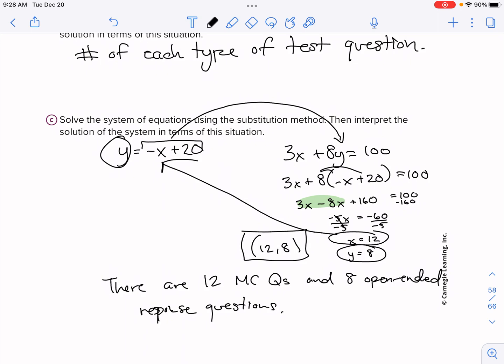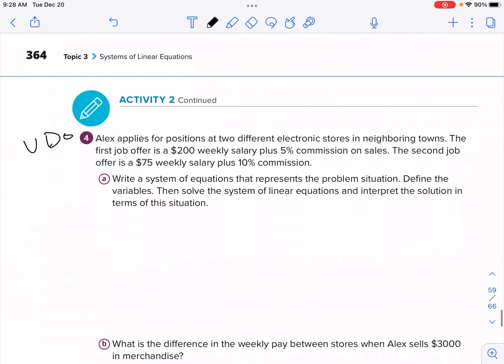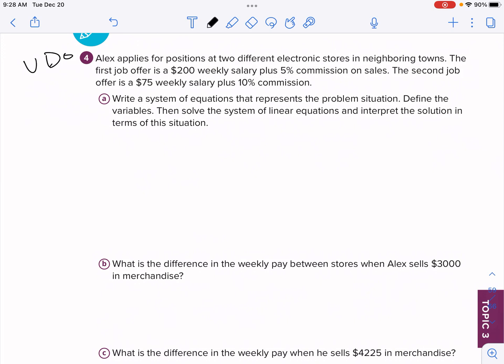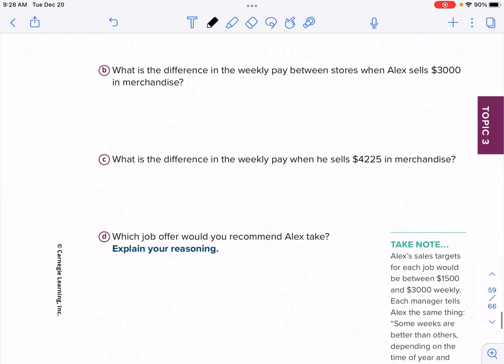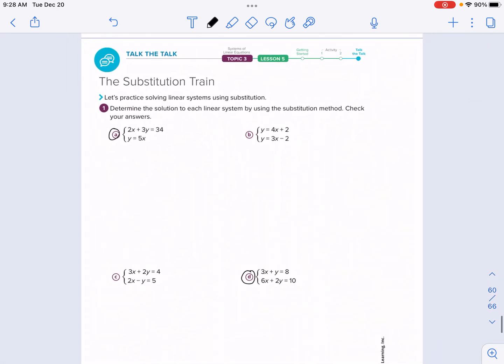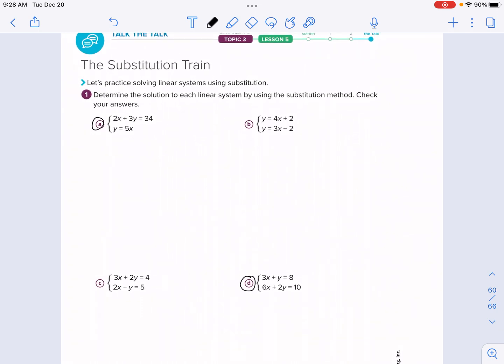All right, moving on to page 365, this is the last one on Activity 2. You're welcome to try to figure out writing the system and then solving it separately, and then ask me questions if you want me to verify your answer. But we're going to move on from here to Talk the Talk. We're going to be reviewing for our test pretty soon for this module. So we're going to do number 1, A and B, as practice. You're welcome to do B and C as a You Do. But let's get started here.